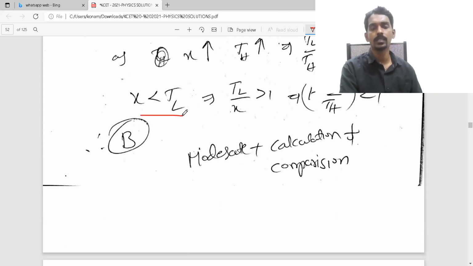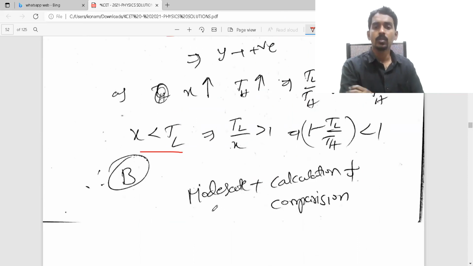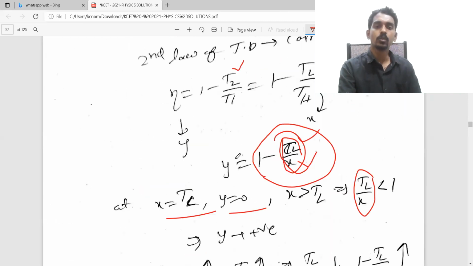So when X is less than TL, TL by X, with X smaller, means a greater value. Then it will become 1 minus something greater than 1. So it will become negative. So that's why here you need to understand that as X increases, TH increases. So TL by TH decreases. So 1 minus TL by TH, that means efficiency increases. Such that you need to choose the option.